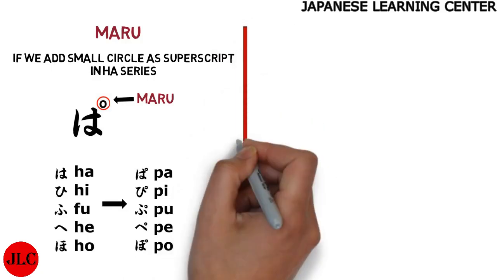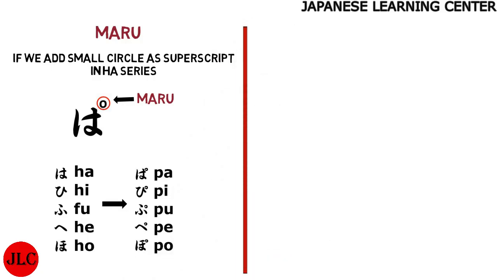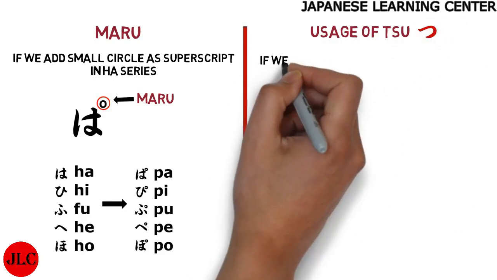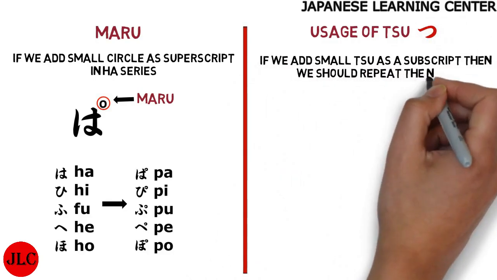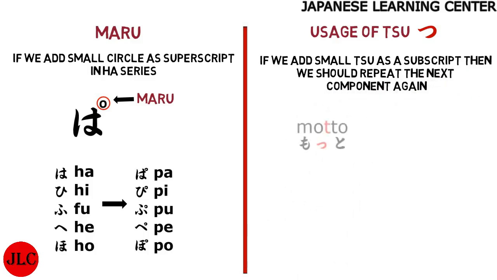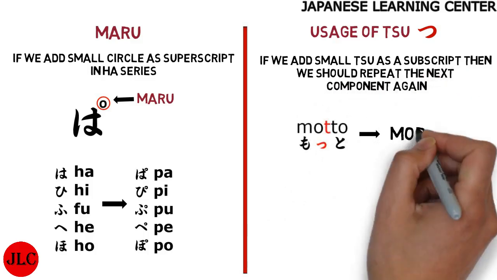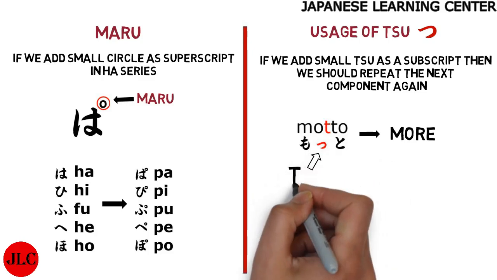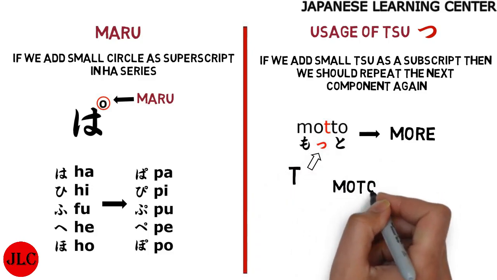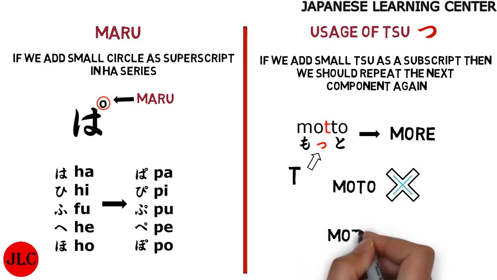Then another important point in the Japanese writing system is the usage of small tsu. If we add a small tsu, then we should repeat the next consonant component again. For example, let's see motto. Motto means more. So this has a small tsu. Because of this, we should repeat that T component again. Instead of moto, because of the small tsu, we should pronounce it as motto.